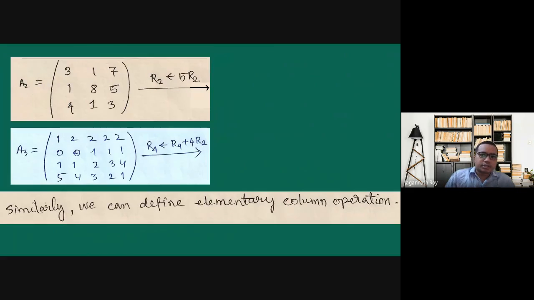Now, if we do the second one, if we multiply, then the matrix will be, we are scaling the second row. So it will be 3, 1, 7. So we are multiplying with 5. So it will be 5 times 5, 5 times 1, 5 times 8 is 40, and this is 25, and 4, 1, and 3.